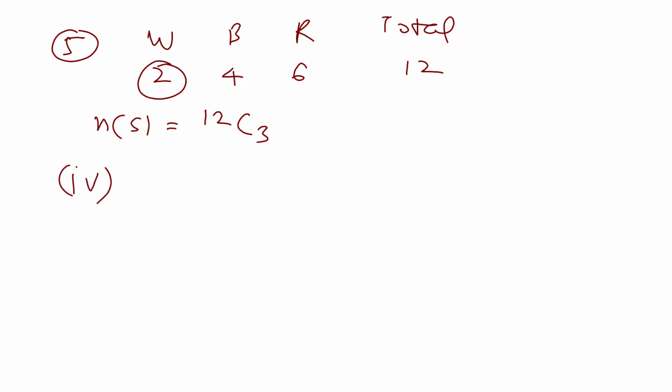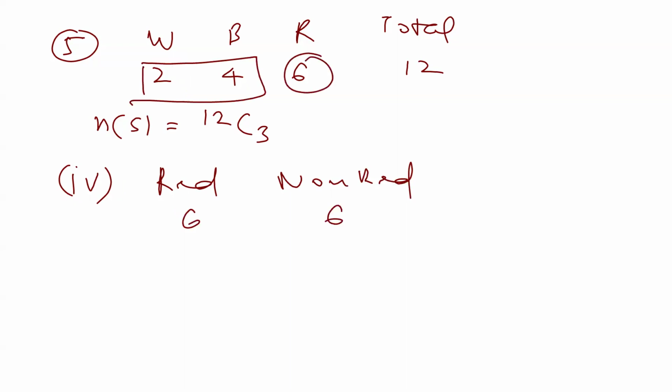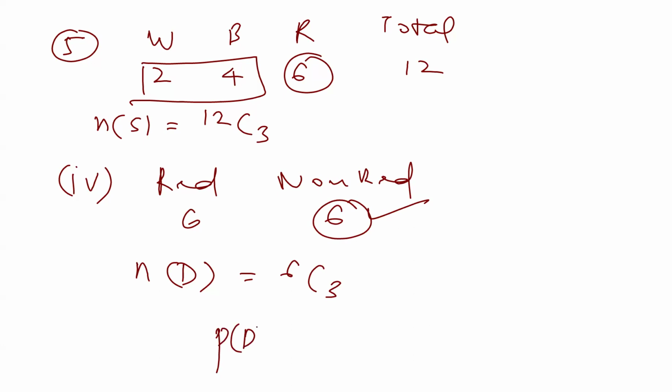None of them is red. So not a single ball is red. So total red and non-red: red are 6, and the non-red balls are also 6. So n of D, where D is an event of getting not a single red, is 6C3, and P of D is equal to n of D upon n of S. That was sub question 4. Then let us go to sub question 5.